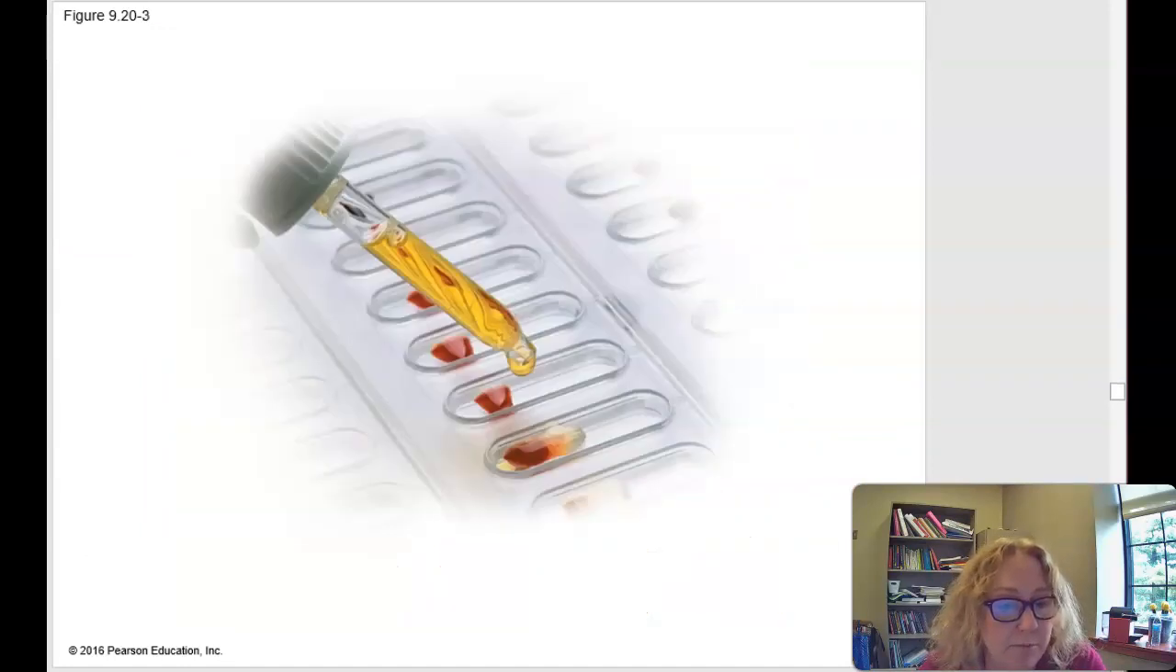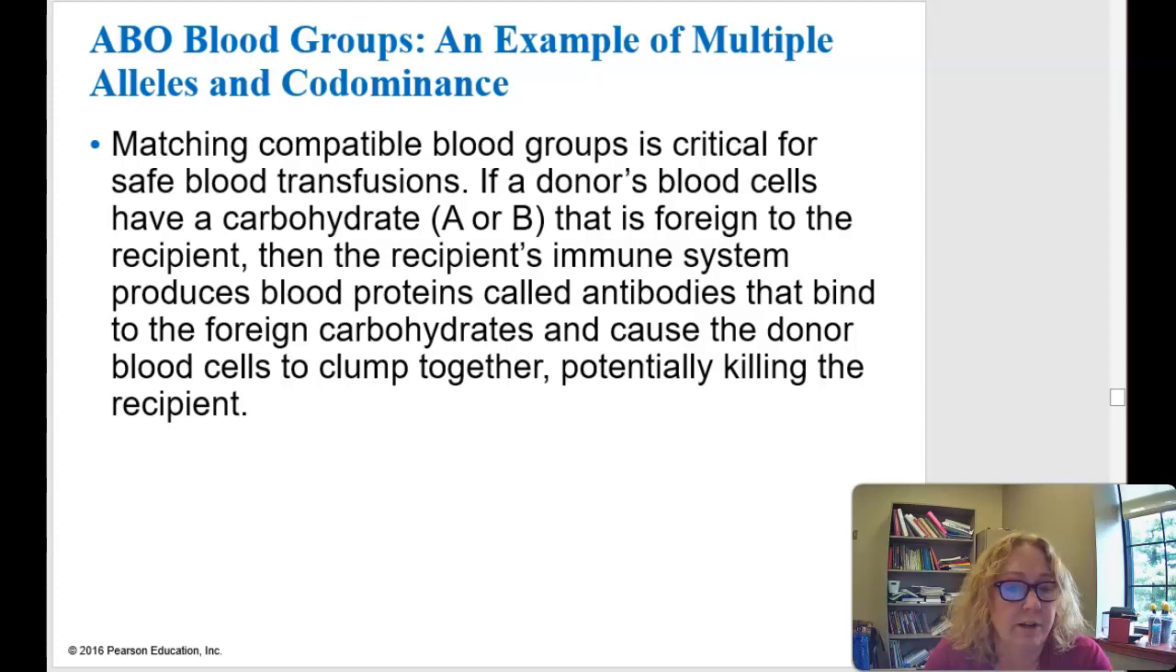And essentially, this is what it looks like when your blood gets typed. Matching compatible blood groups is critical for safe blood transfusions. If your donor blood cells have a carbohydrate that is foreign to the recipient, then the immune system will produce an antibody that binds to that, causing the donor blood to clump together, and it will potentially kill you. So you really need a blood transfusion from someone who has the same blood as you, or someone who has a compatible blood type.